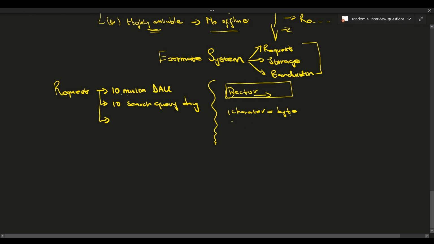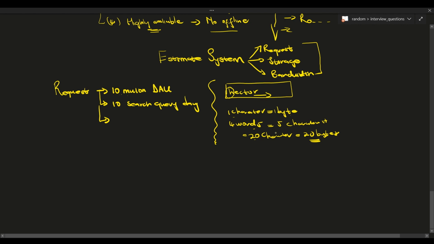We can assume that maybe the user types 4 words, and each word contains 5 characters, which means we're going to have 20 characters. Obviously it's going to be 20 bytes, because we said one character is equal to 1 byte. So what does this mean? It means that for each query, this is the amount of data that we expect.